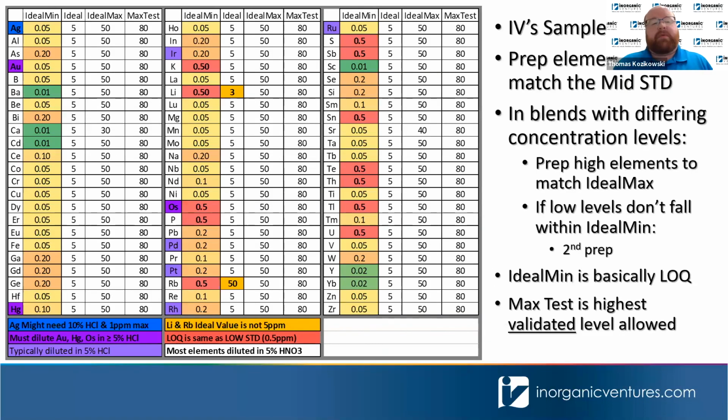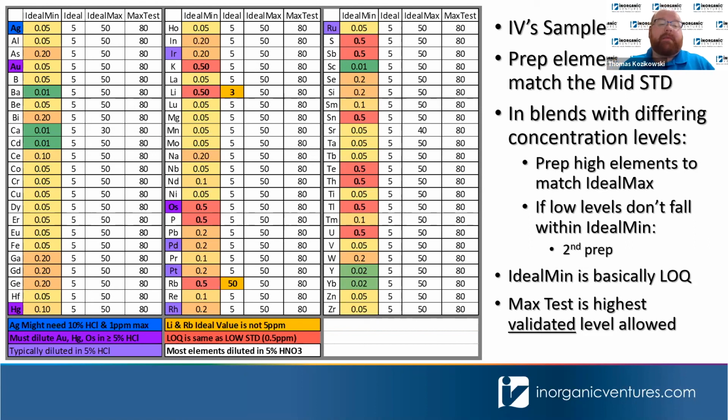So this is our table of basically LOQs and the maximum limits allowed on the method. So this is IV's sample prep logic. So we would prep most of our elements to match our mid standard.